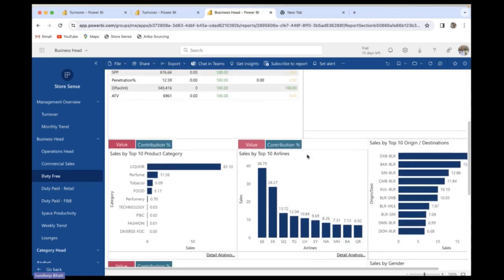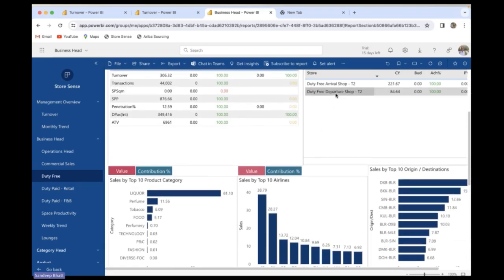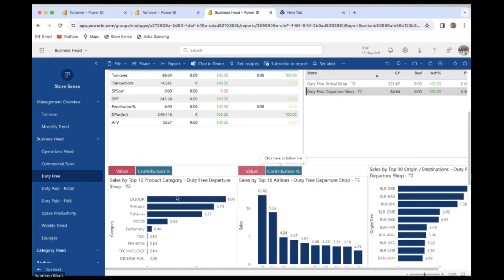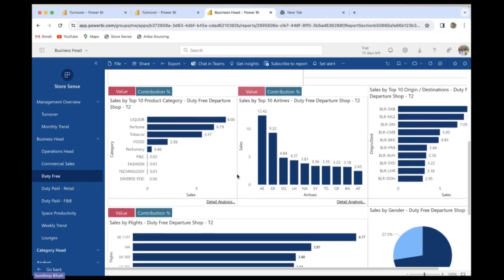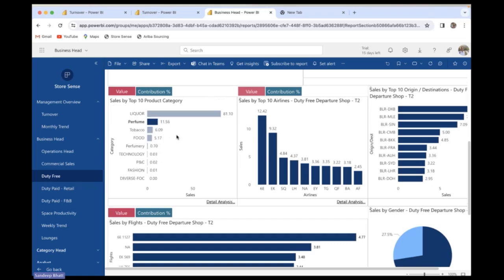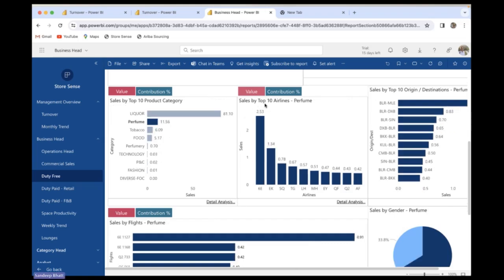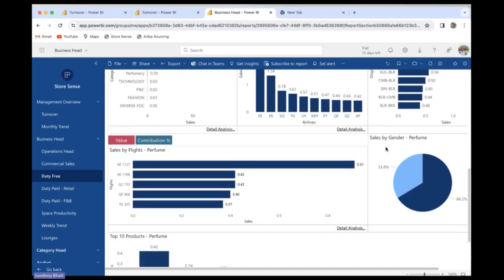Now let's see how it works. When I click on duty-free departure, as you can see, my corresponding portlet has changed and gives me the stats by duty-free departure. And when I click on a particular product category here, let's say perfume, I will get sales by top 10 airlines in the area of perfume sales, and what the origin and destinations are, and sales by flight in terms of perfume.